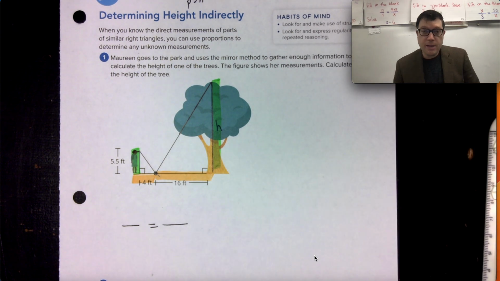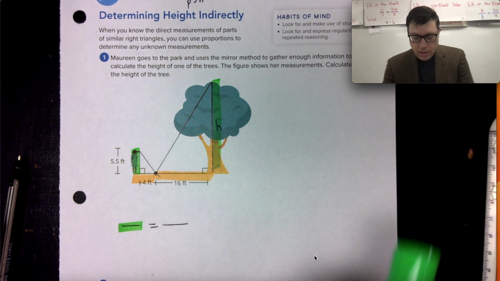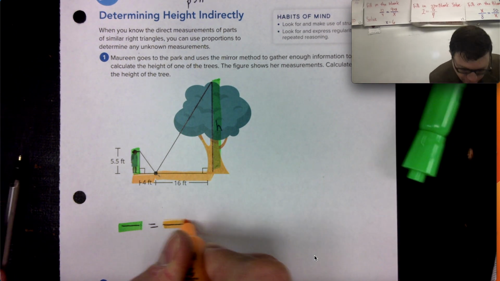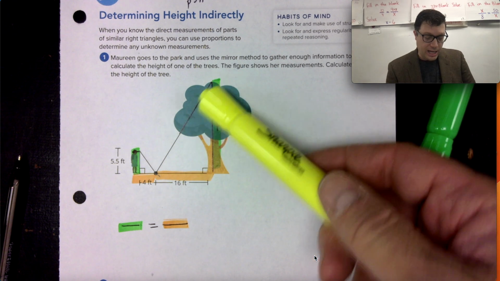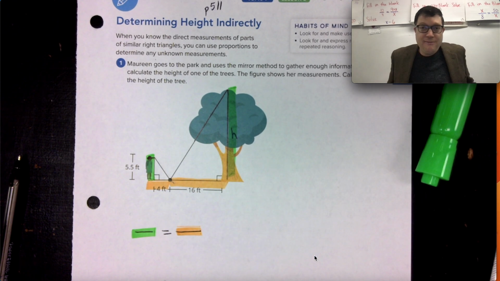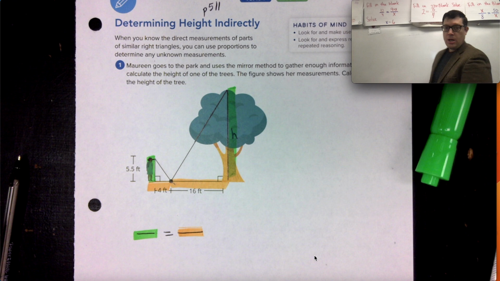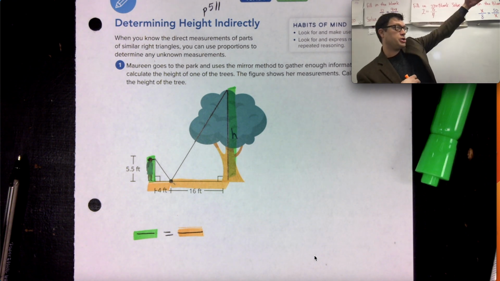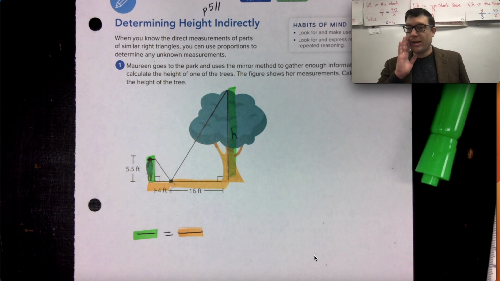So we take that information and we make fractions from it. We're going to make a green fraction and we're going to make an orange fraction. And by the way, I'm not going to bother with yellow. I'm not going to bother with highlighting these other two sides because we don't have that information. We don't have either of those numbers. We don't have a string that measured her distance down to the mirror. We don't have from the mirror to the height of the tree. We don't have a string measuring that. So because we don't have that information, we're going to ignore it.